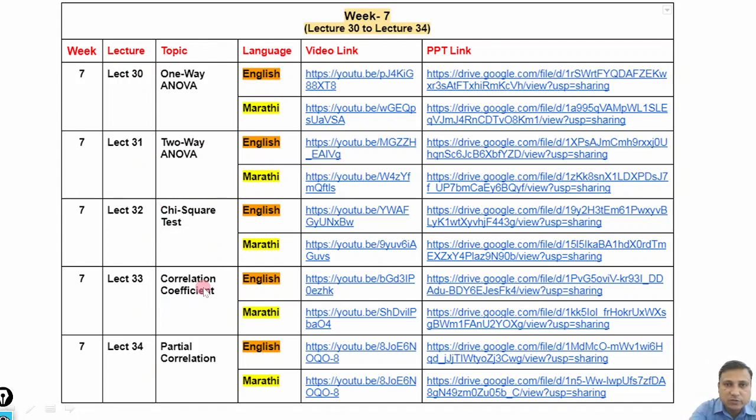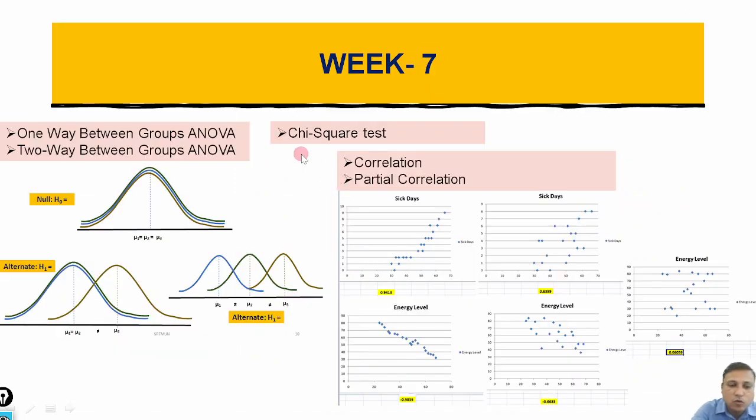So the basic objective in week 7 was to make you all familiar with the one-way between groups analysis of variance, two-way between groups analysis of variance, and one popular non-parametric test, the chi-square test, and to make you all familiar with correlation and partial correlation.